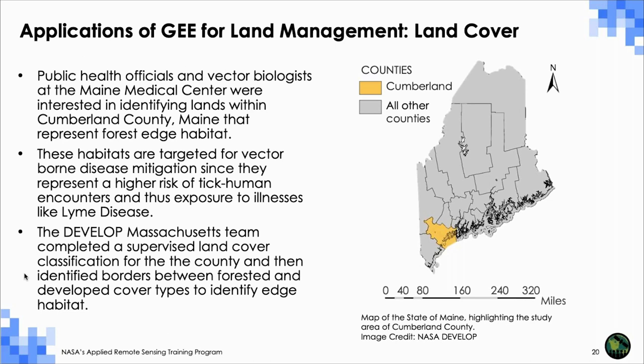And public health officials and vector biologists at the Maine Medical Center were really interested in identifying lands within the county that represent forest edge habitat. They target these habitats for vector-borne disease mitigation since they represent a higher risk of tick-human encounters and thus exposure to illnesses like Lyme disease. So identifying areas of potentially high encounter risk can really allow them to target tick presence assessments and provide risk advisories to the public. So for this work in Google Earth Engine, the team completed a supervised land cover classification for the county, identified borders between forested and developed cover types, and calculated edge habitat across all of those different land cover types.